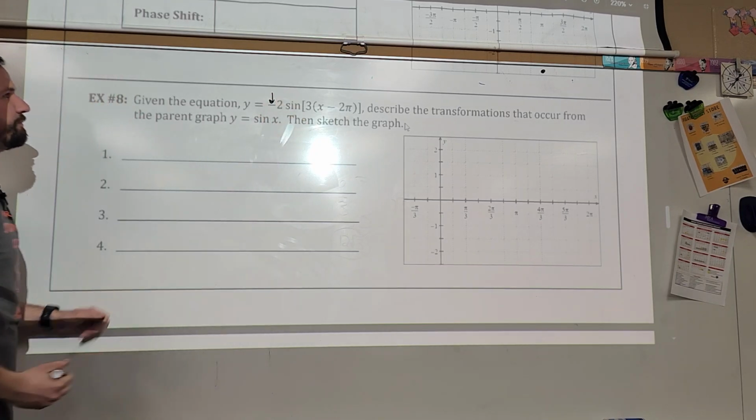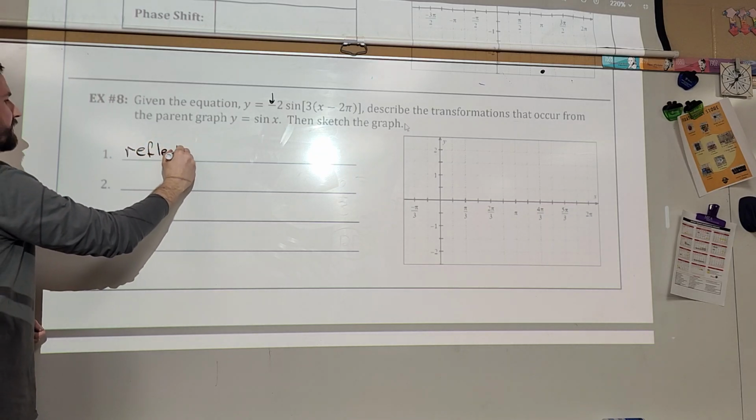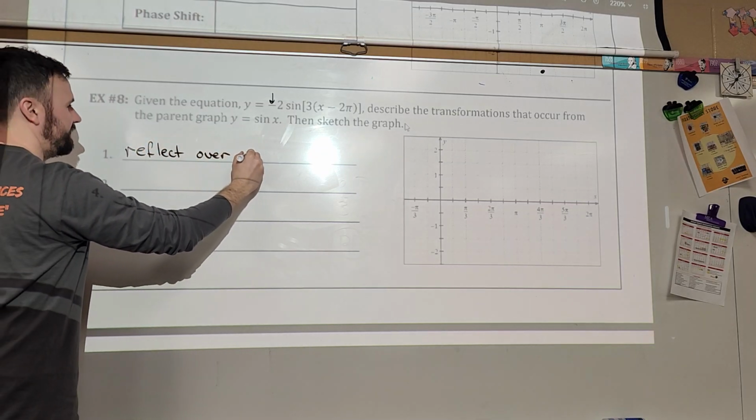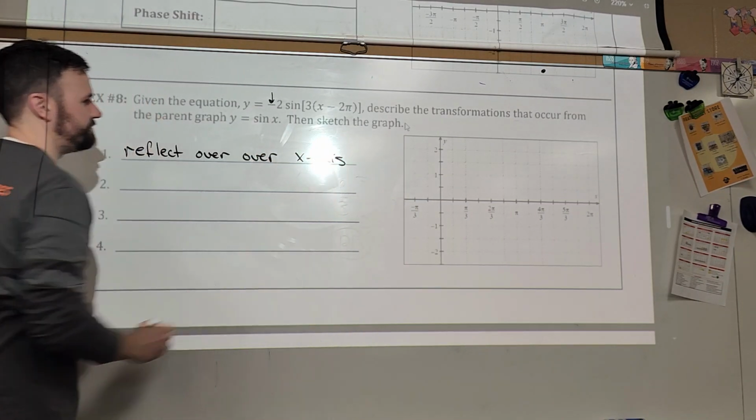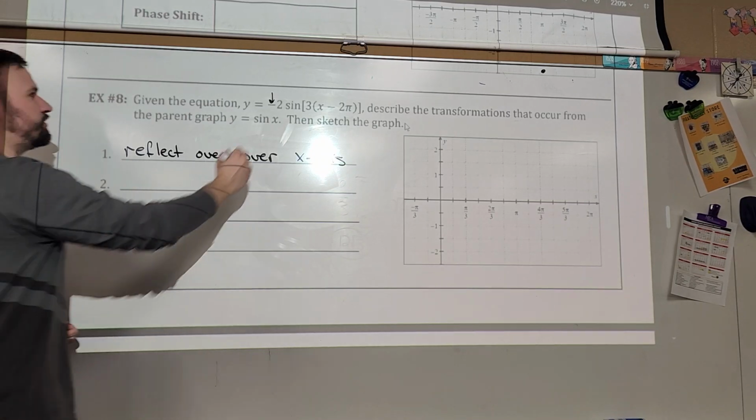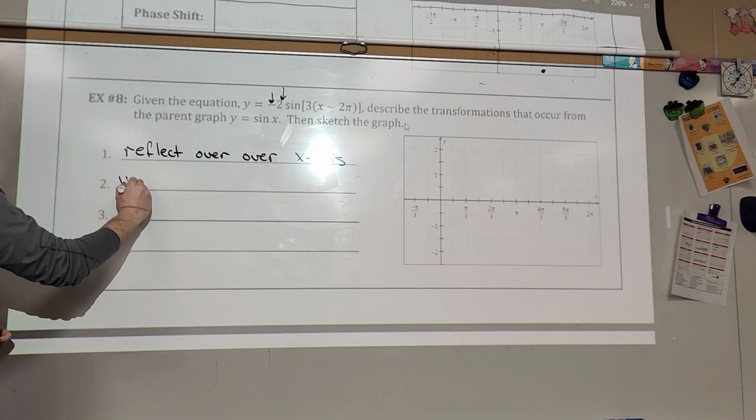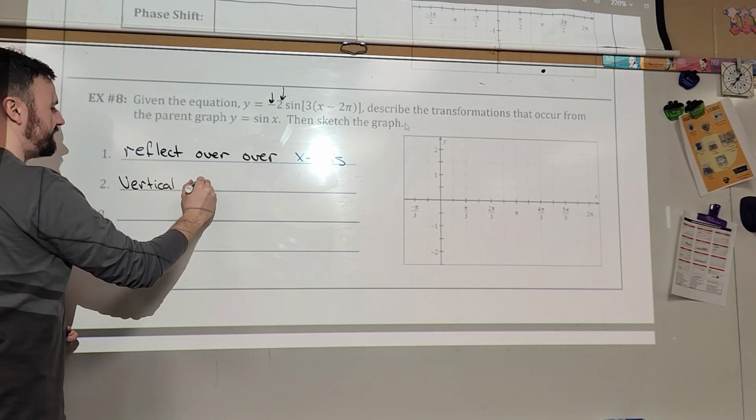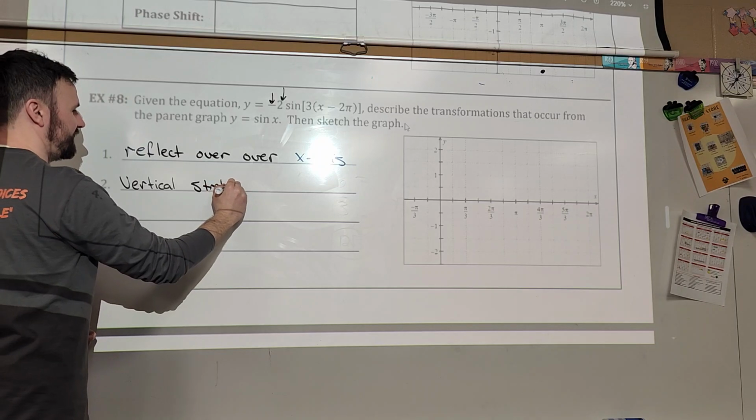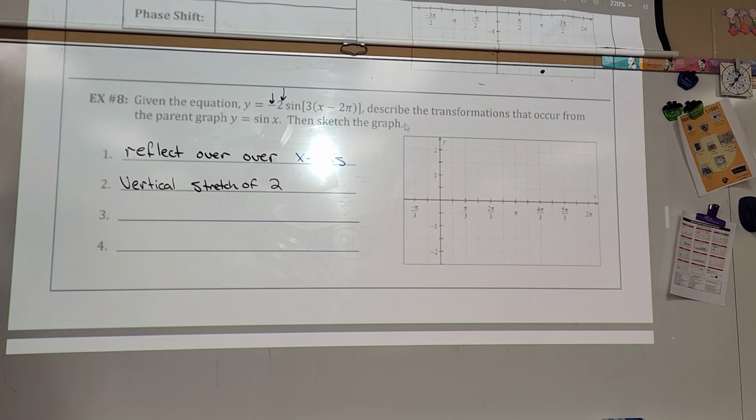What does this negative do? Yeah, it flips it. It reflects over the x axis. All right. What's the 2 going to do? It's going to be my amplitude. So what do I call that? That's a vertical stretch of 2. Could you have written vertical dilation of 2? You actually could have. I've written both.